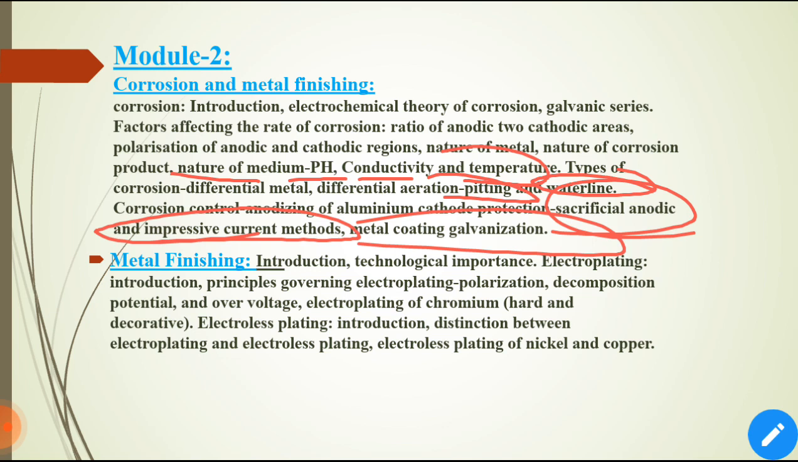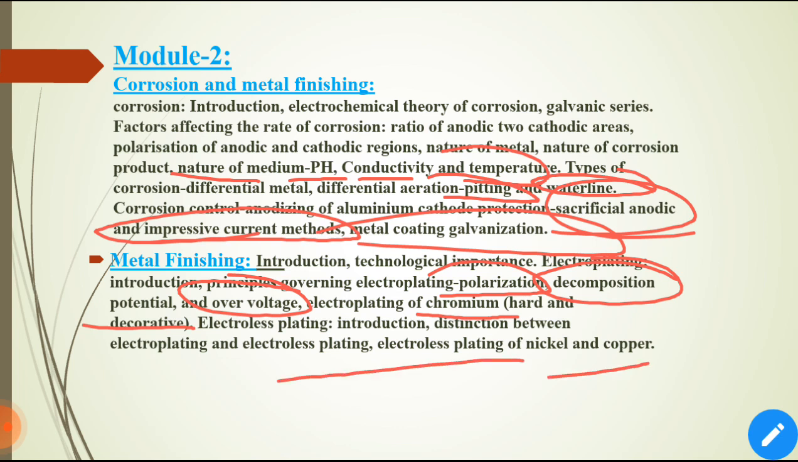Okay, next topic is metal finishing. In this we have to study electroplating and electroless plating. The electroplating principles involved are polarization, decomposition potential and overvoltage. Next we have to study the main differences between electroplating and electroless plating. Next we have to study the electroplating of chromium by decorative method and by hard method. Next we have to study electroless plating of nickel and also copper.